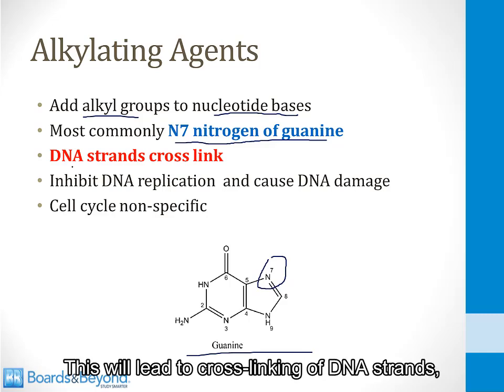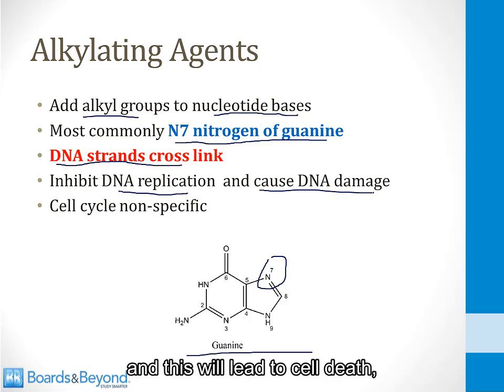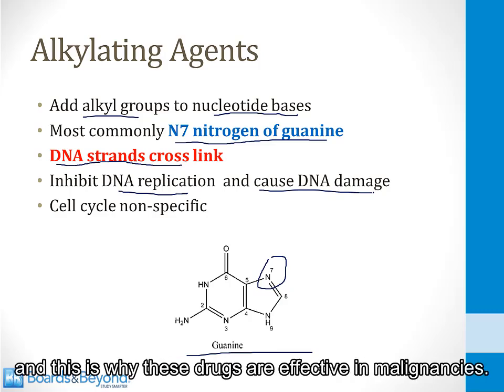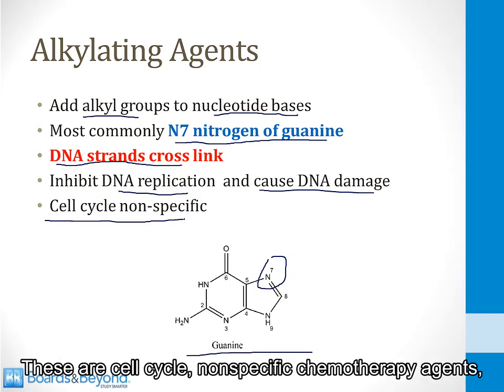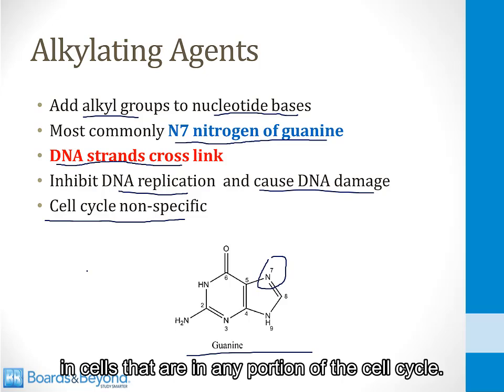drug. This will lead to cross-linking of DNA strands, and this will inhibit DNA replication and also cause DNA damage, and this will lead to cell death. And this is why these drugs are effective in malignancies. These are cell cycle non-specific chemotherapy agents. They can alkylate DNA and lead to cell death in cells that are in any portion of the cell cycle.